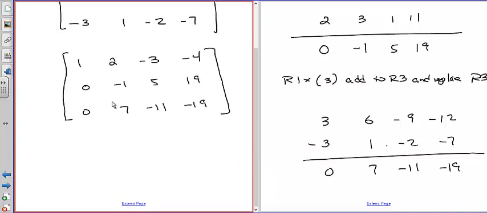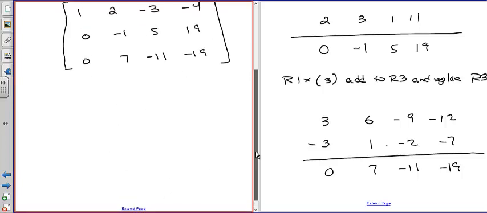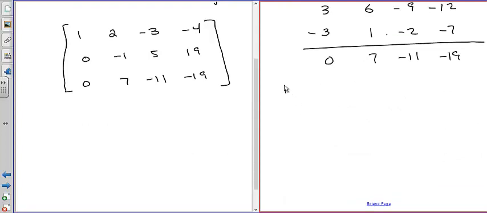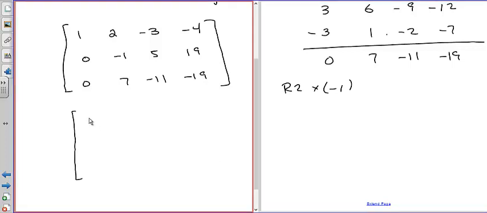Next thing I want to do is get a 1 here. Well, that's going to be easy because I've got a negative 1 there. So all I'm going to do for the next step is take row 2 and multiply it by negative 1. So the first and the third rows remain the same. So I get 0, 1, negative 5, negative 19, 0, 7, negative 11, negative 19.